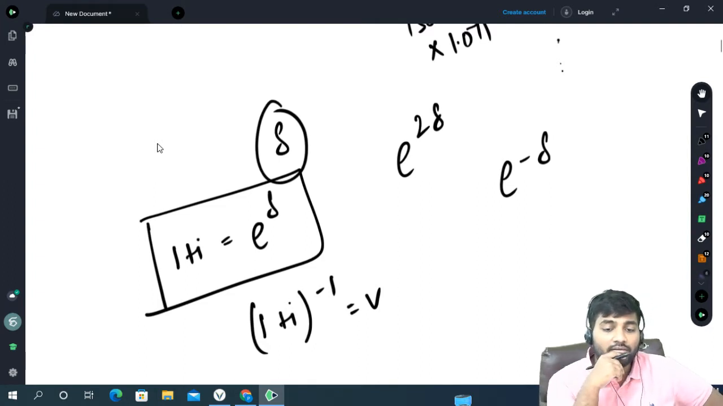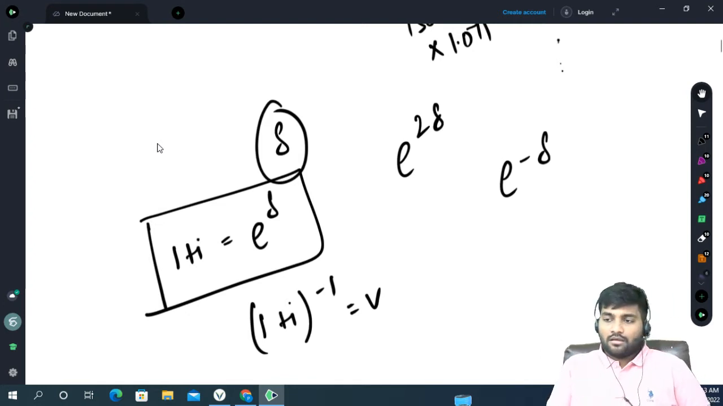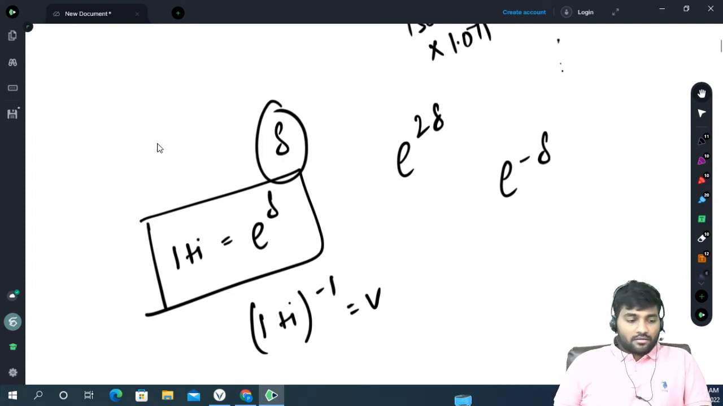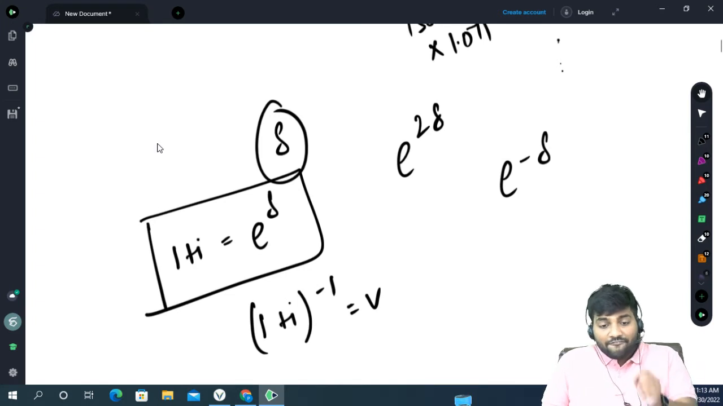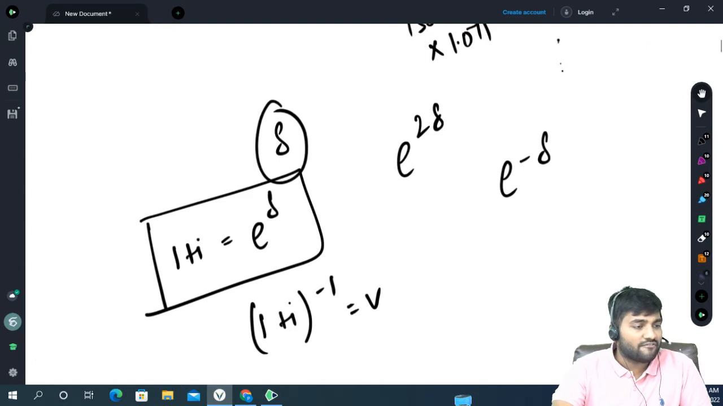Please repeat the sentence, whatever I've written. We use the concept of force of interest. Real life example is share market. A force causes our fund to grow. This is the force of interest. Okay?